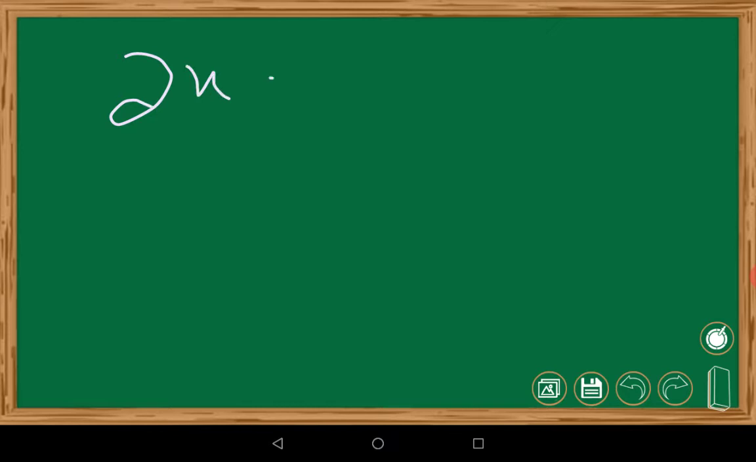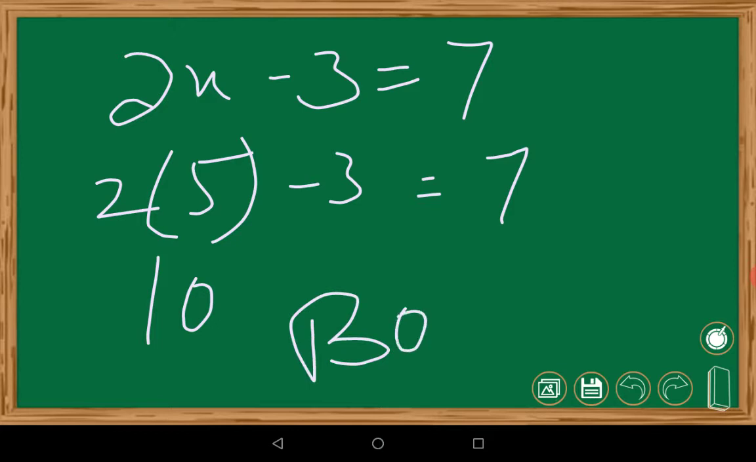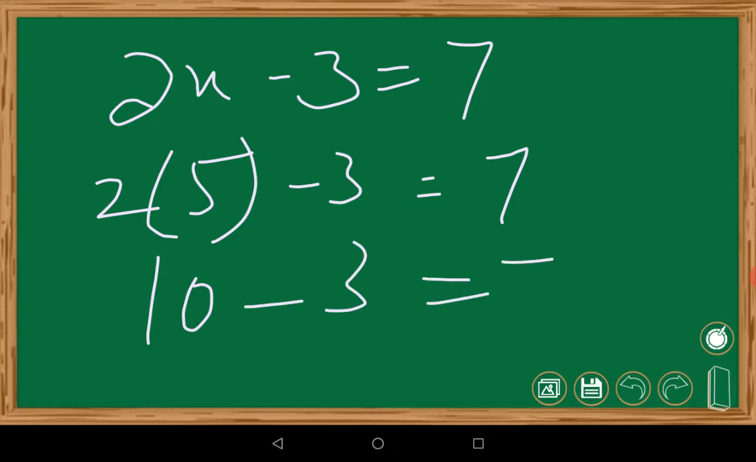2 into 5 minus 3 is equal to 7. Now 2 fives are 10. Always remember the BODMAS rule. Don't forget this. BODMAS, first multiplication. 10 minus 3 is 7. Yes, our answer is correct.